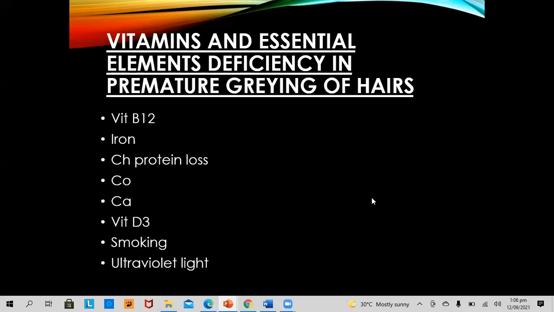Then the vitamins that are essential in treating premature graying of hairs. So premature graying of hairs occurs because of B12 deficiency, iron deficiency, chronic protein loss, cobalt, calcium, vitamin D3, smoking, and ultraviolet light. So stopping of smoking and stopping of exposure to sunlight in addition to giving the above mentioned vitamins.